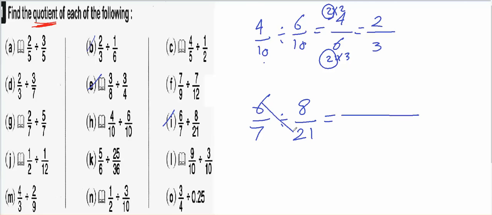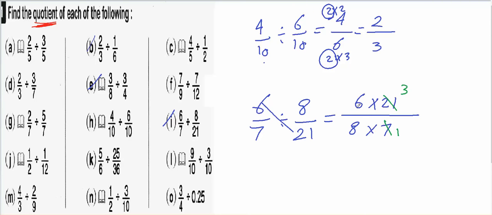We can multiply 6 times 21 and 8 times 7. Then simplify the answers. 21 divided by 7 equals 3. 7 divided by 7 is 1. 6 over 8 is not in the simplest form because there are common factors between 6 and 8.